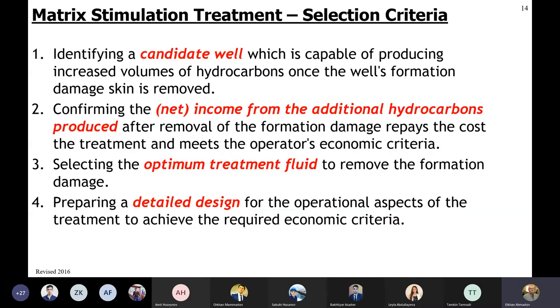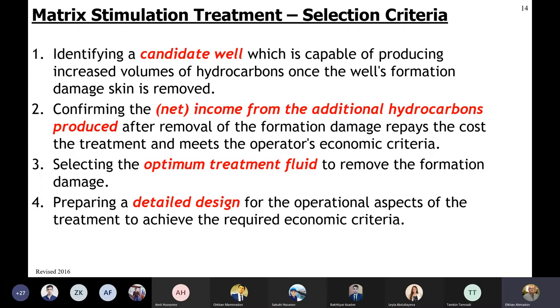Spent acid. So when the acid has done its job, dissolved what we wanted, what happens to it? The result of the reactions: is it precipitating in the reservoir, or is it easily producible, and how will it affect the further productivity of the reservoir? And of course, preparing the detailed design including operational aspects: what to inject, how much, at what pressures. These all affect achieving the required economic criteria.